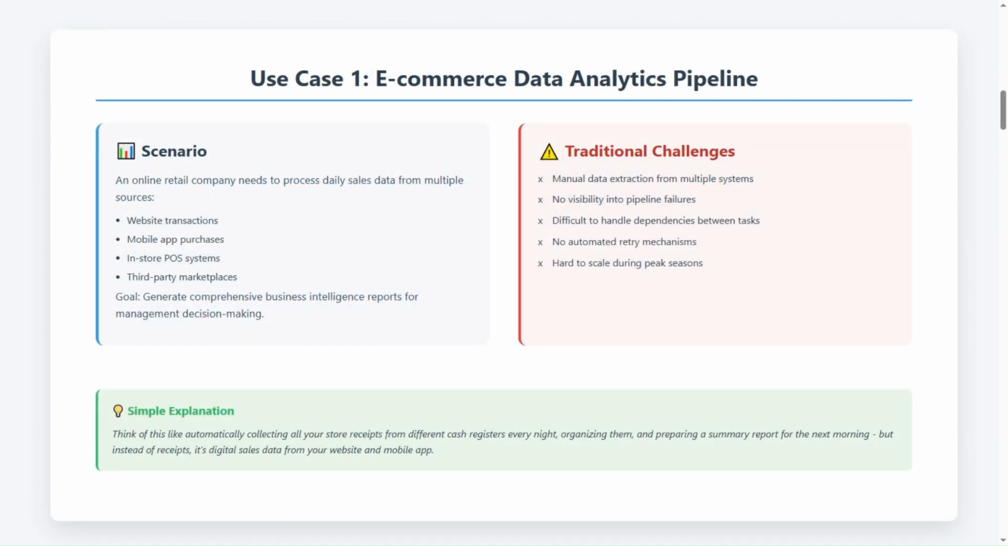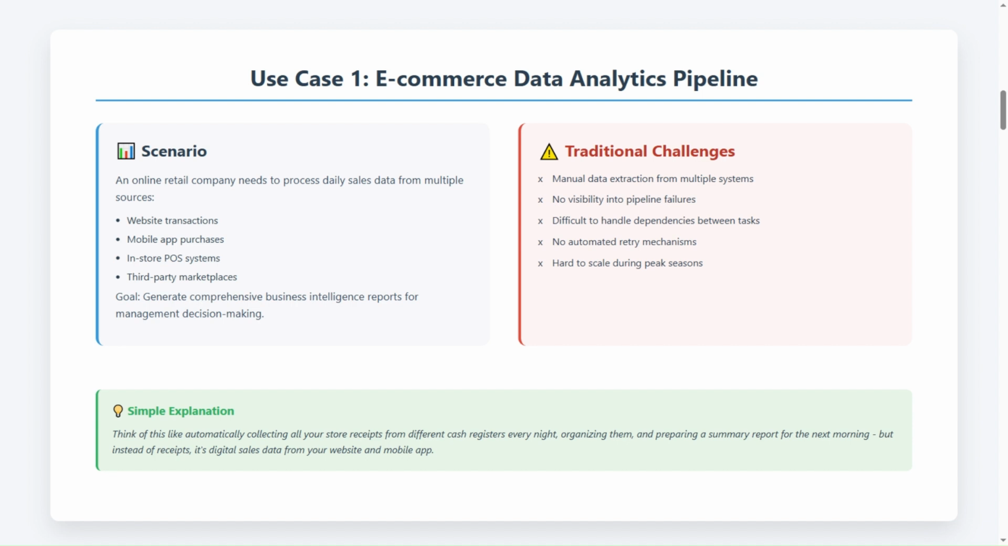Let's explore our first real-world adventure. Use case 1, e-commerce data analytics pipeline. Picture this scenario. An online retail company needs to process daily sales data from multiple sources. They're collecting data from website transactions, mobile app purchases, in-store POS systems, and third-party marketplaces. Their goal? Generate comprehensive business intelligence reports for management decision-making. But here's where it gets challenging.